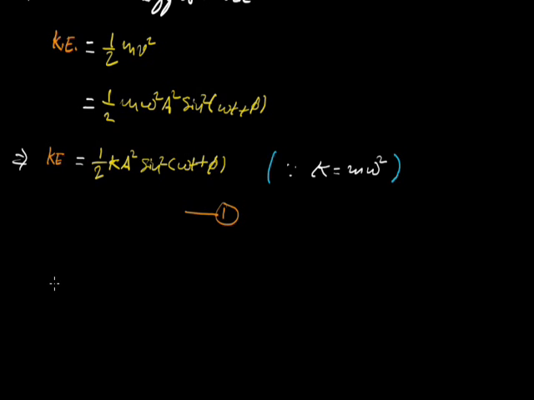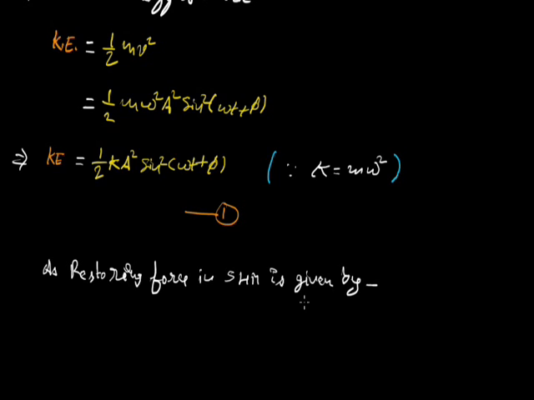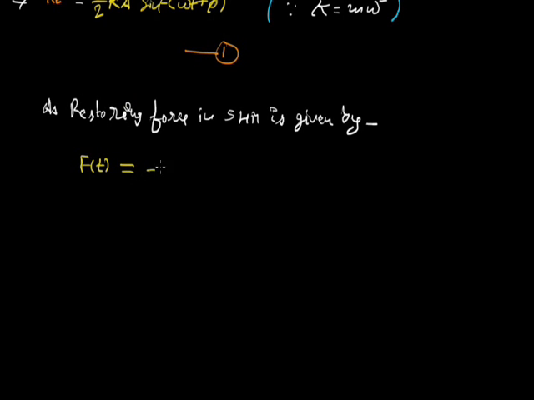Also we know, the concept of potential energy is concerned with the conservative forces. So for the particle which is executing a simple harmonic motion, the force which is known as the restoring force for the simple harmonic motion is given by restoring force in simple harmonic motion, F(t) equals minus k multiplied by the displacement as a function of time.